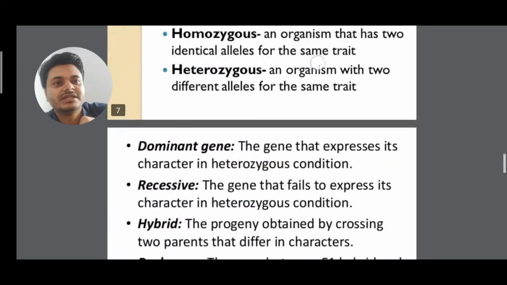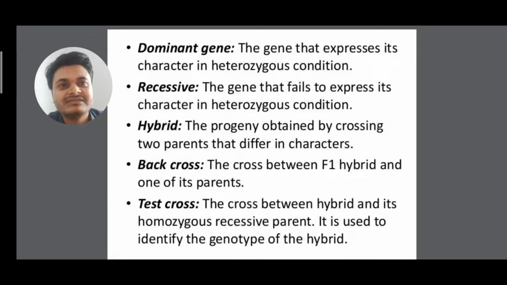Alright. Next. Dominant and recessive. Clear? Dominant means superior. So dominant is the gene that expresses its character in the heterozygous condition. And recessive is the gene that fails to express its character in the heterozygous condition. Now, what is hybrid? The progeny obtained by crossing two parents that differ in characters. Clear? Now, next is back cross. The cross between F1 hybrid and one of its parents. That can be dominant or recessive. That means the F1 hybrid can be crossed with recessive or dominant.